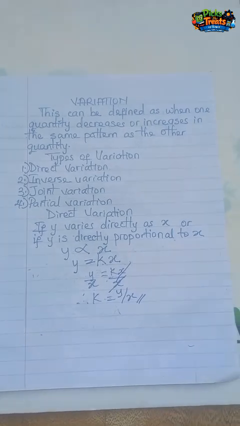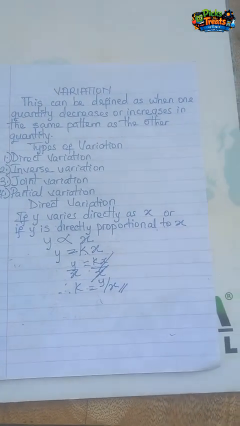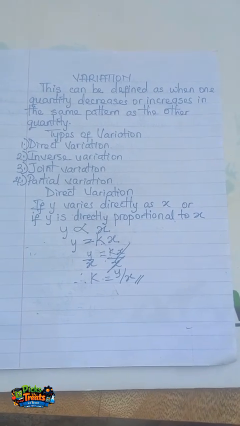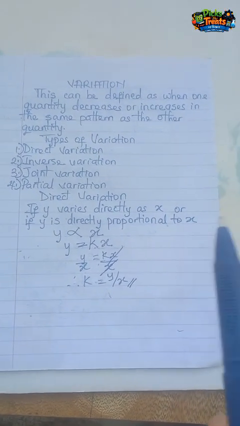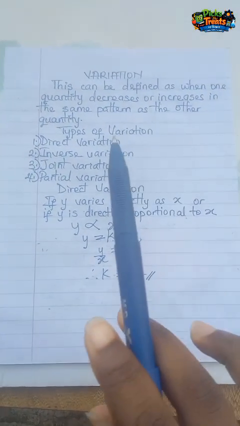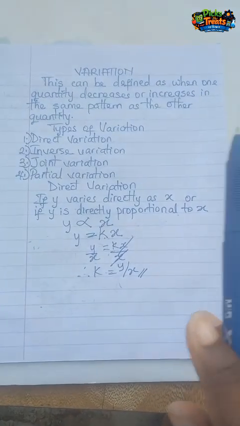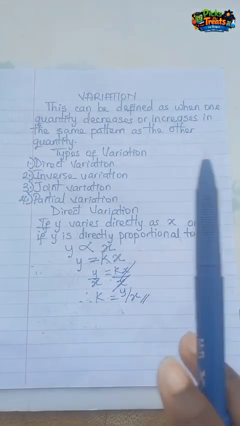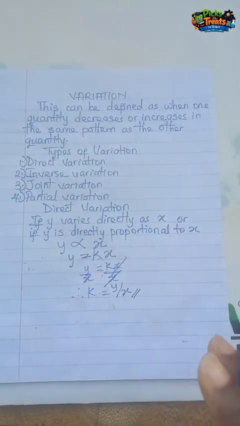Today we are going to be taking mathematics and the topic is variation. Let's just go straight, no wasting of time. What is variation? Variation can be defined as when one quantity decreases or increases in the same pattern as the other quantity.